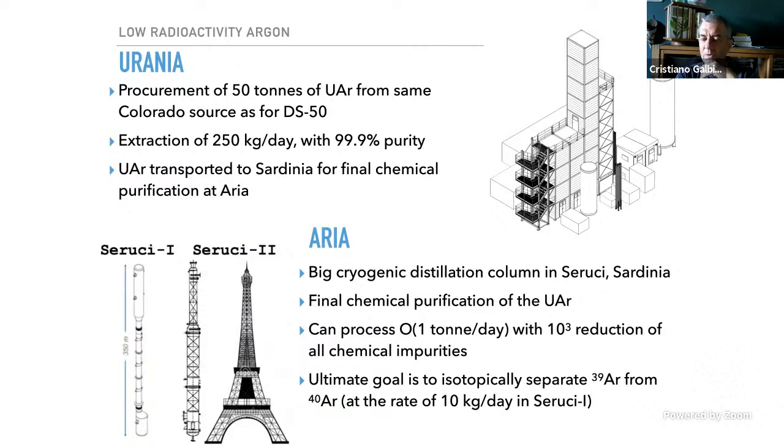It's the same location from which we got the argon for DarkSide-50. So the INFN has built a plant which is called Urania, which has this ability of extracting up to 300 kilograms per day from this site in Colorado with an excellent purity. And then we're building a purification tower in Sardinia that not only will do an excellent job in removing all the remaining chemical contaminations, but will also have the ability of performing the active isotopic separation of argon-39 from argon-40 at the rate of 10 kilograms per day.